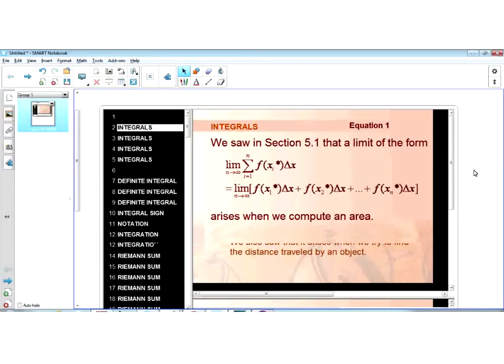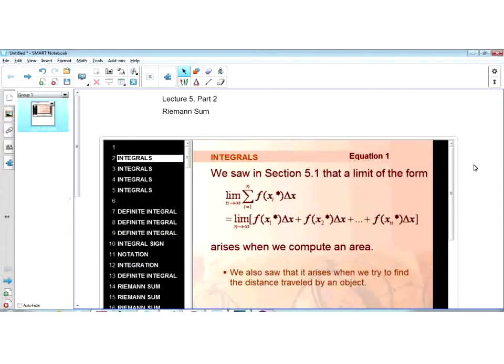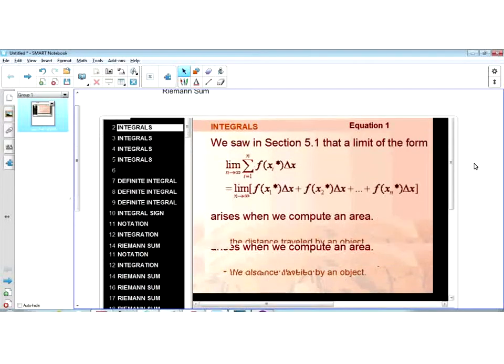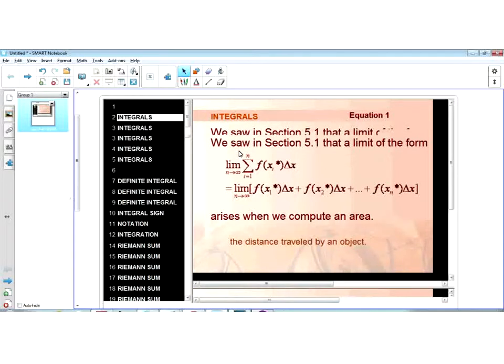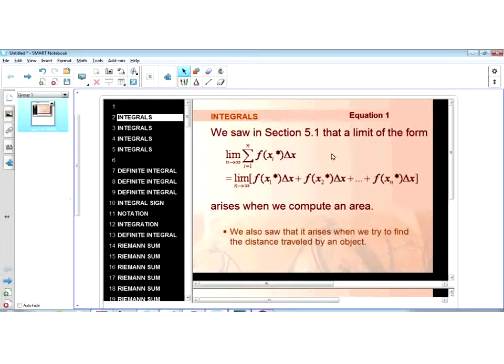All right, so in this section, section 5.2 of your text, we talk about Riemann sums and integrals. We saw in the first lecture of chapter 5 a limit of the form: the limit as n approaches infinity of the sum of f of x sub i star times delta x, where x sub i star is a sample point on a subinterval. The series expansion turns into this, and this is how we compute the area under a continuous function.